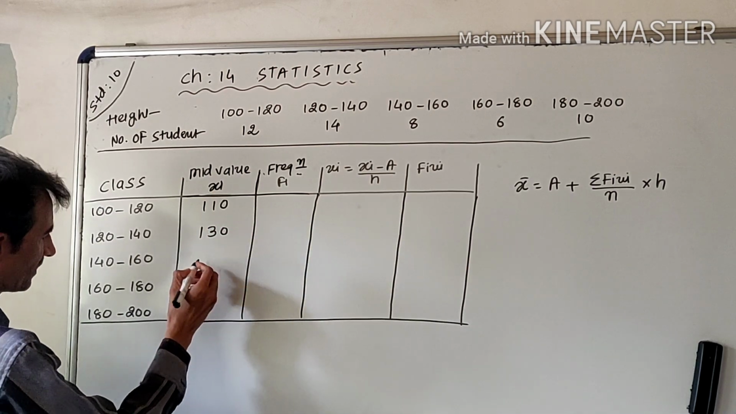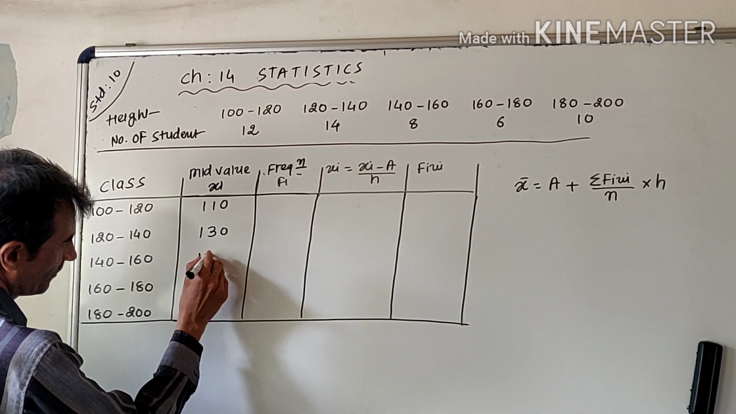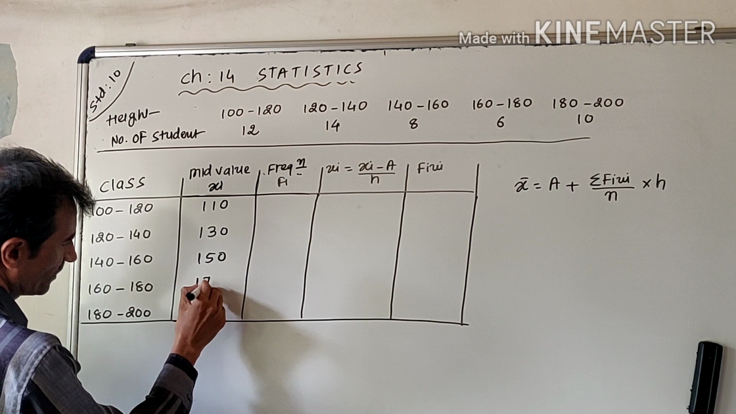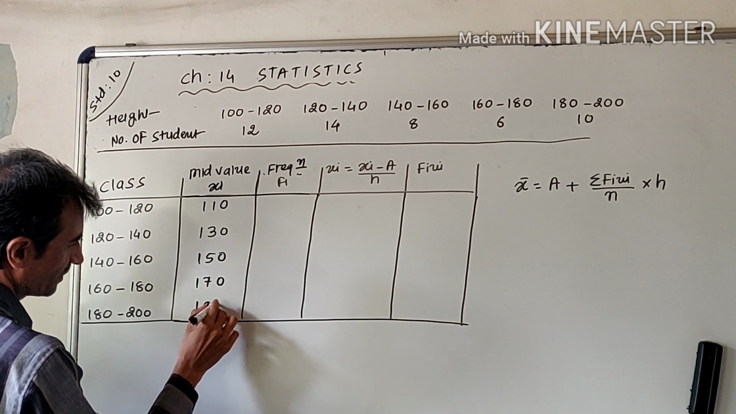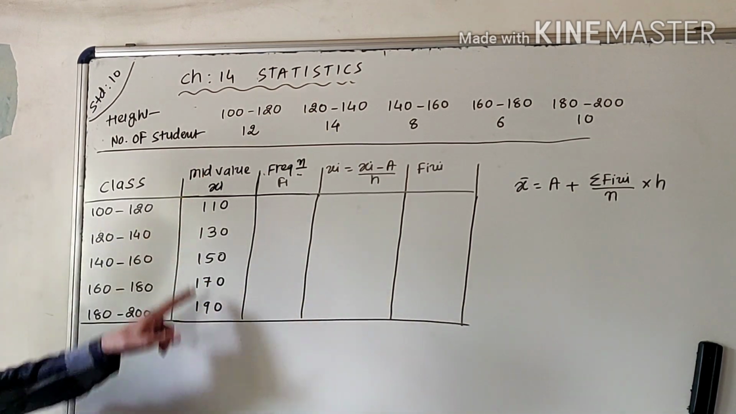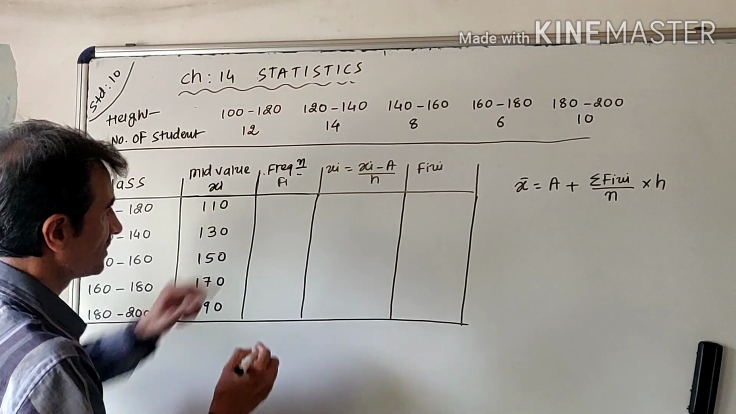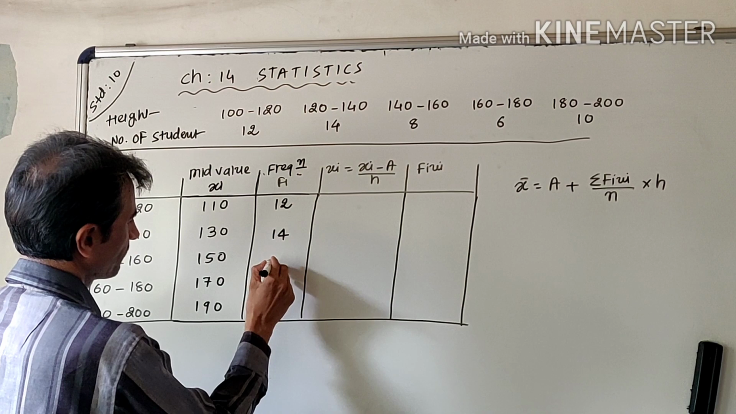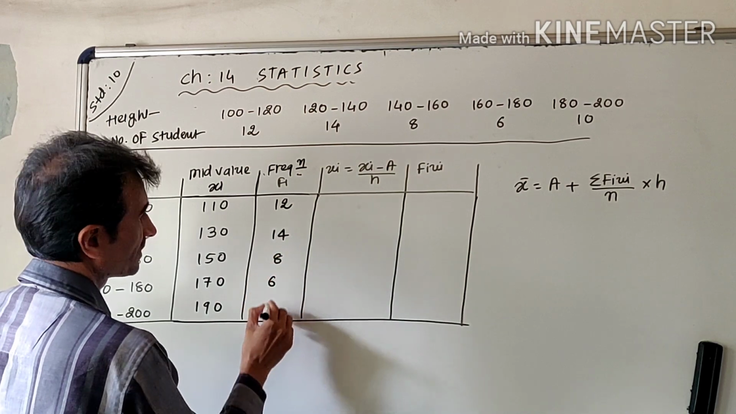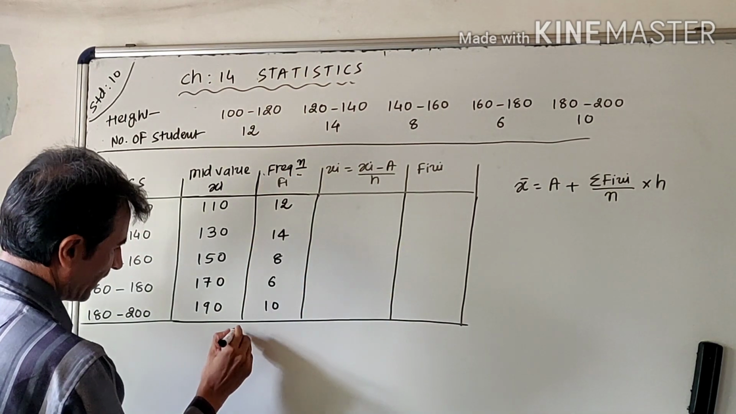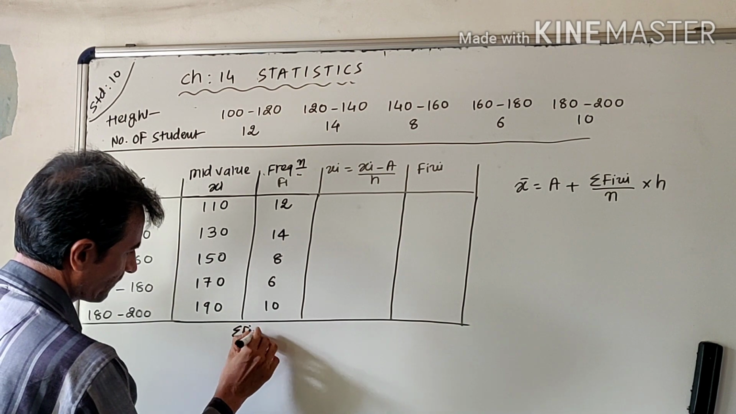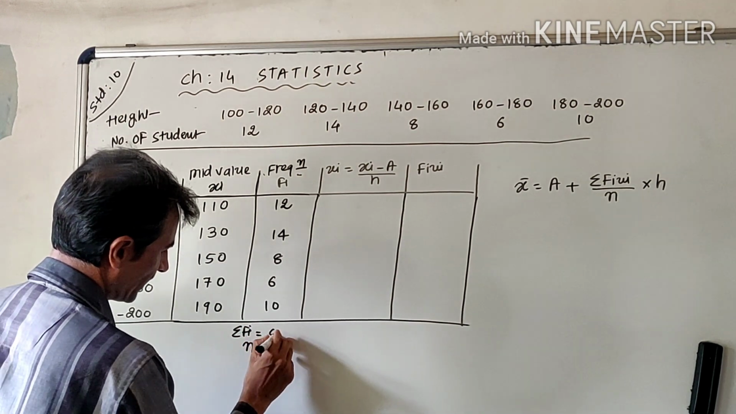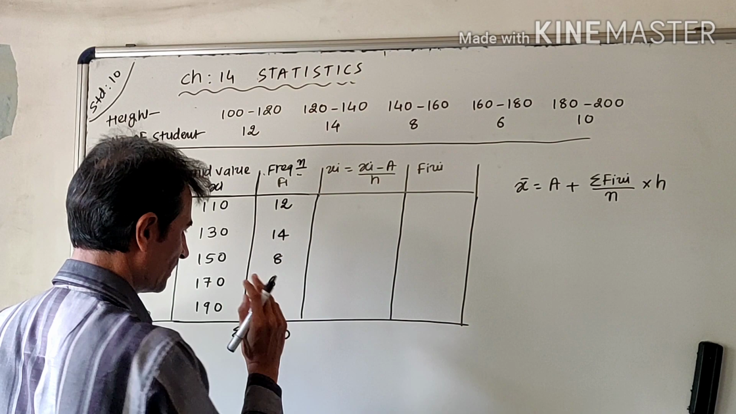So I want to directly add: 150, here 170 and here 190. Okay, this is my mean value xi. Now the frequency is already given. Here it is 12, then 14, then 8, then 6 and then 10, and the addition gives me sigma fi. It is nothing but n, and that is my 50. By addition we can write it down.